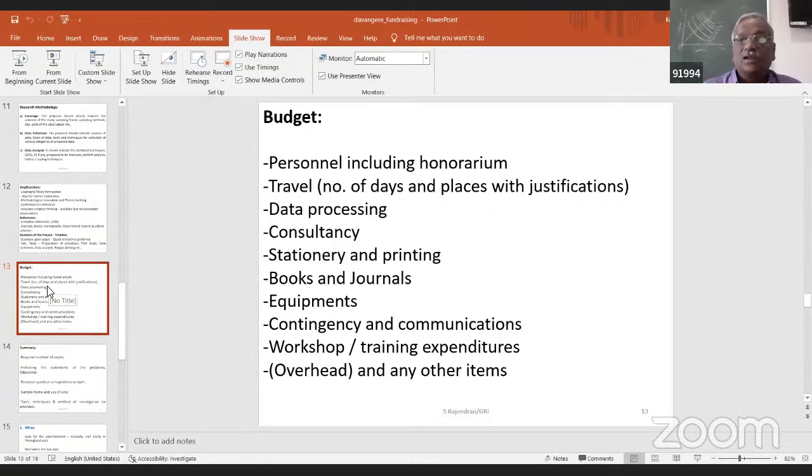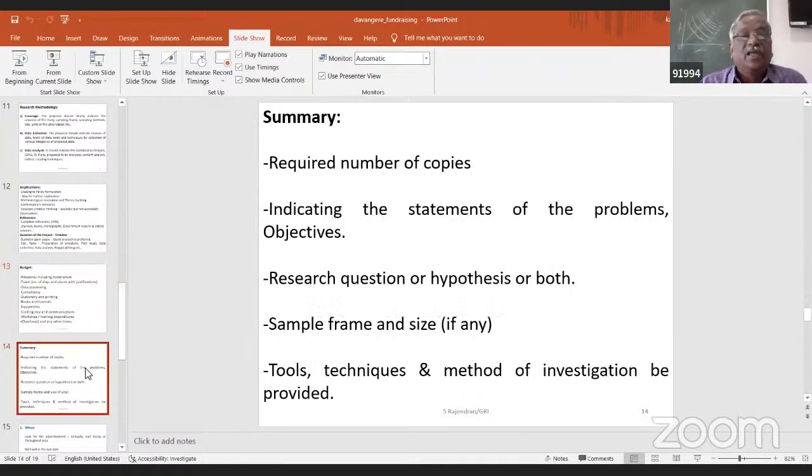And above all, the overhead charges and if there are any other items should be clearly spelled out in the budget section. So friends, while you are preparing research proposal, the budget forms an important segment, and see that you clearly read the instructions given by the funding agencies. Accordingly, you modify suitably to the needs of the funding agency and make the budget provision.